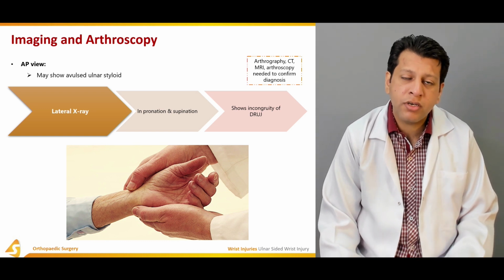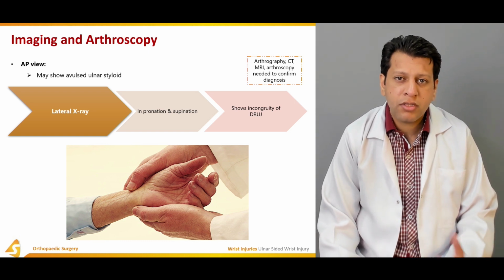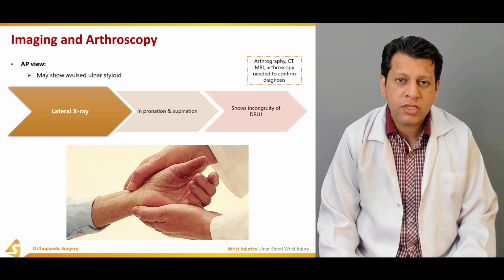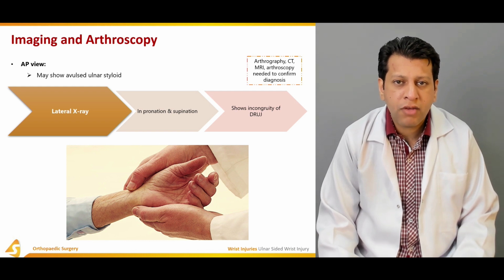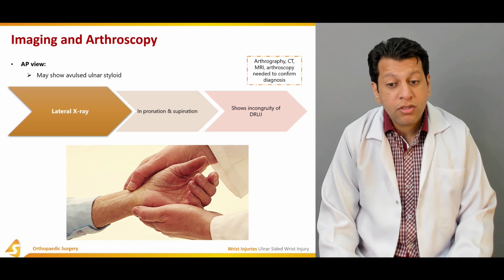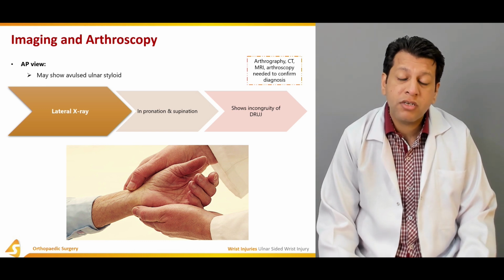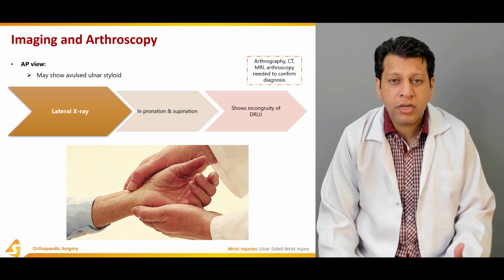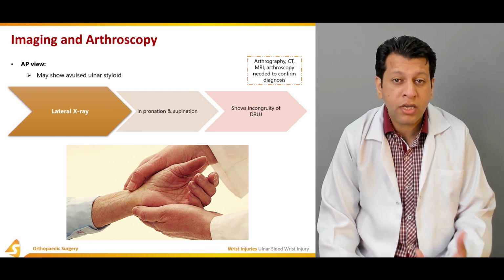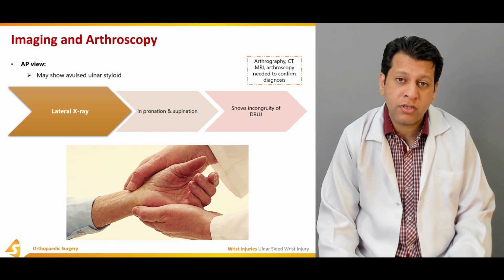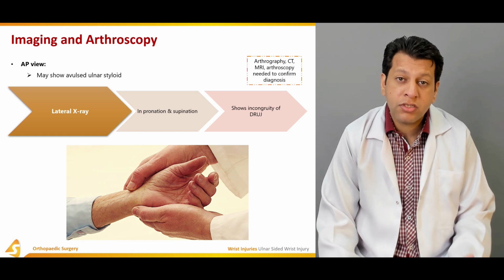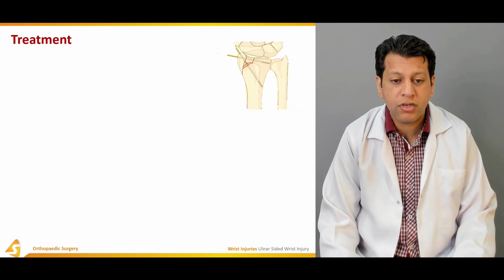MRI is probably not that good in terms of acute injuries, but in chronic TFC tears, MRI would be diagnostic. The other option is to go for arthroscopy. Why is arthroscopy still the gold standard? Because we can not only go for a diagnostic arthroscopy, in which we can diagnose whether it's a TFC tear or which ligament is injured, we can go for therapeutic as well, where we can repair that too.